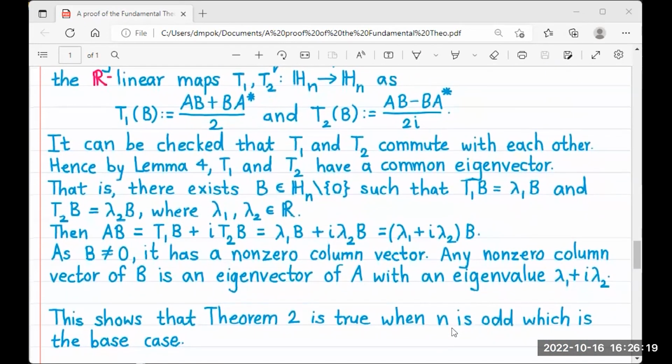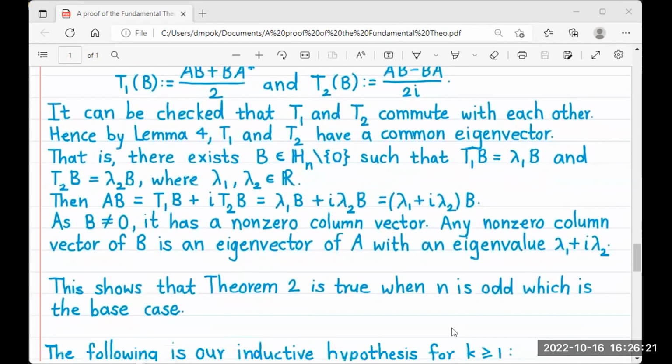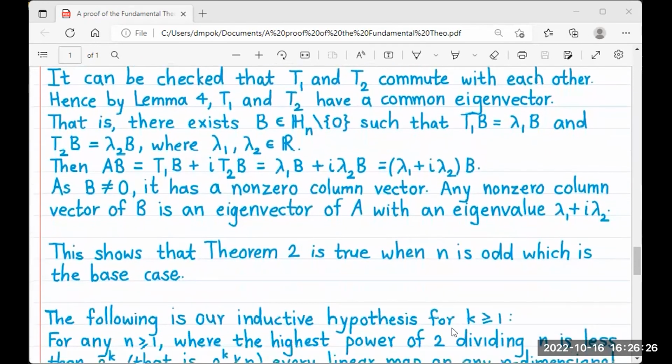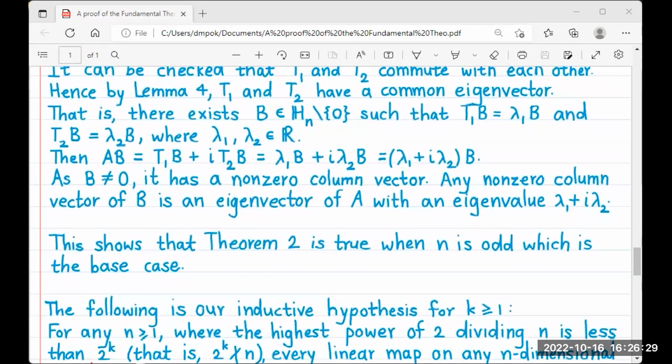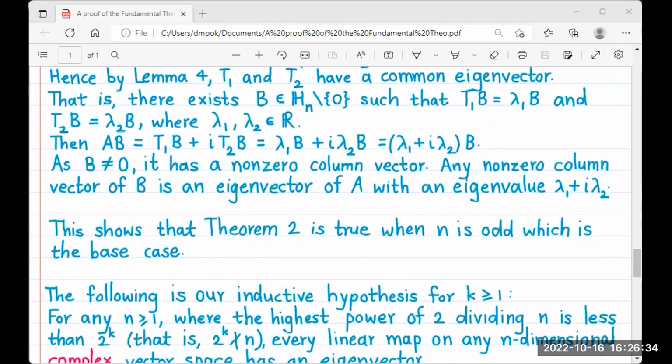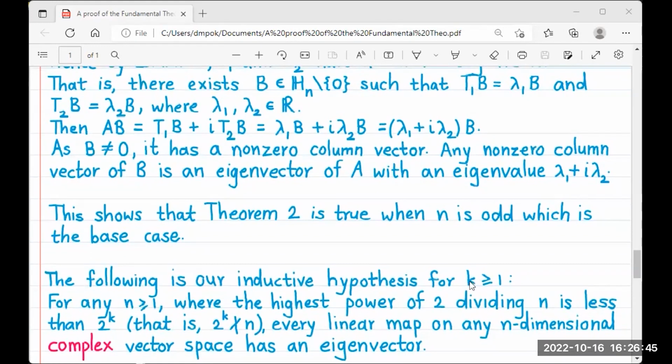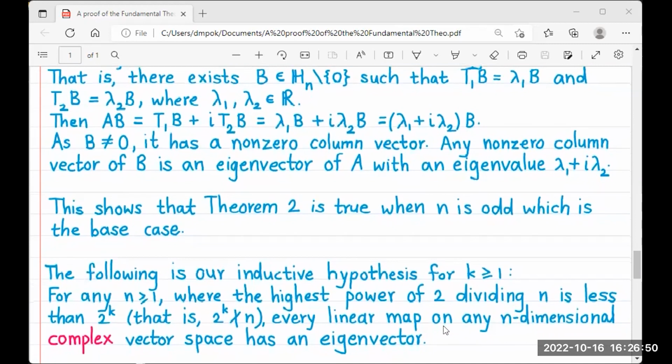If our V has dimension n such that the highest power of 2 that divides n is less than 2 to the power k, in other words, 2 to the power k does not divide n, then every linear map on such a complex vector space has an eigenvector. This is what our inductive hypothesis will be, and we will assume this for k greater than or equal to 1. Now this reminds us of some hypothesis which we have seen. Can you point it out?